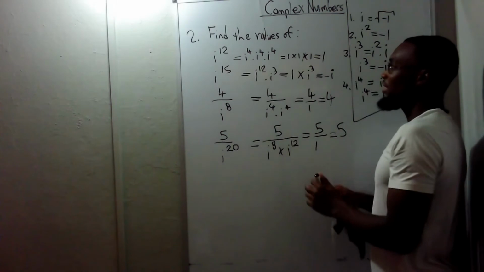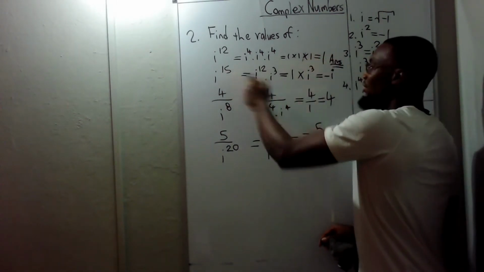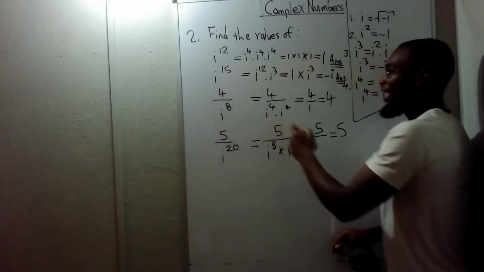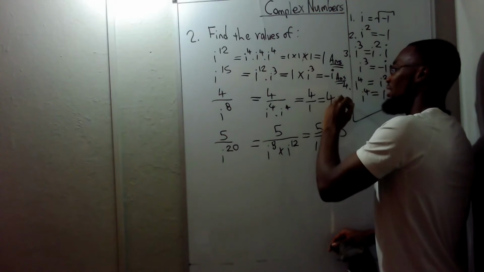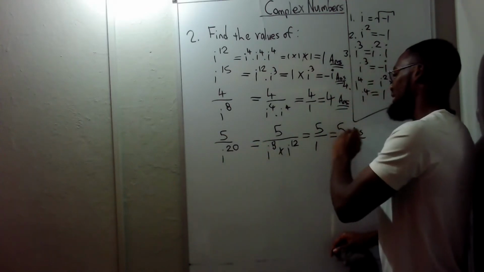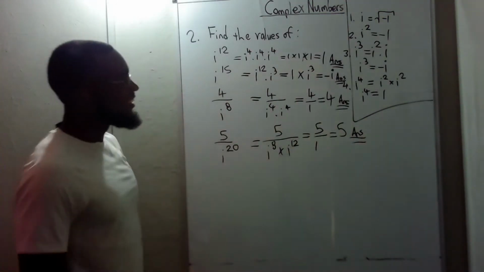Easy. i to the 12 is 1. i to the 15 is minus i. 4 over i to the 8 is 4. 5 over i to the 20 is 5. We just need to remember that. Easy. Nice.